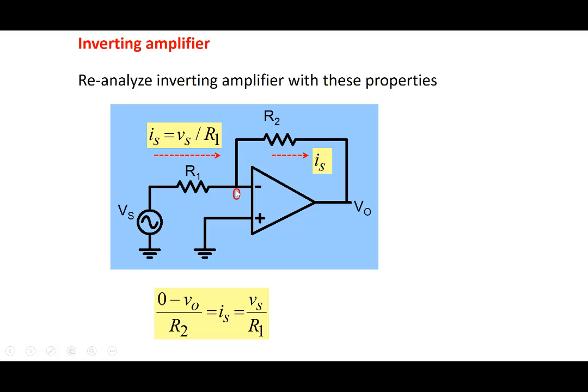And therefore, we can write a simple Ohm's law: 0 minus V0 divided by R2 is equal to Is, equal to Vs by R1. And therefore, V0 by Vs is minus R2 by R1. That's why we call it an inverting amplifier, because the output voltage is proportional to Vs, but with a phase shift of 180 degrees, a minus sign, and a ratio of R2 by R1. So that's what we were saying: anybody can build an amplifier by connecting two resistors across an op-amp in a suitable ratio. Now that's an inverting amplifier.